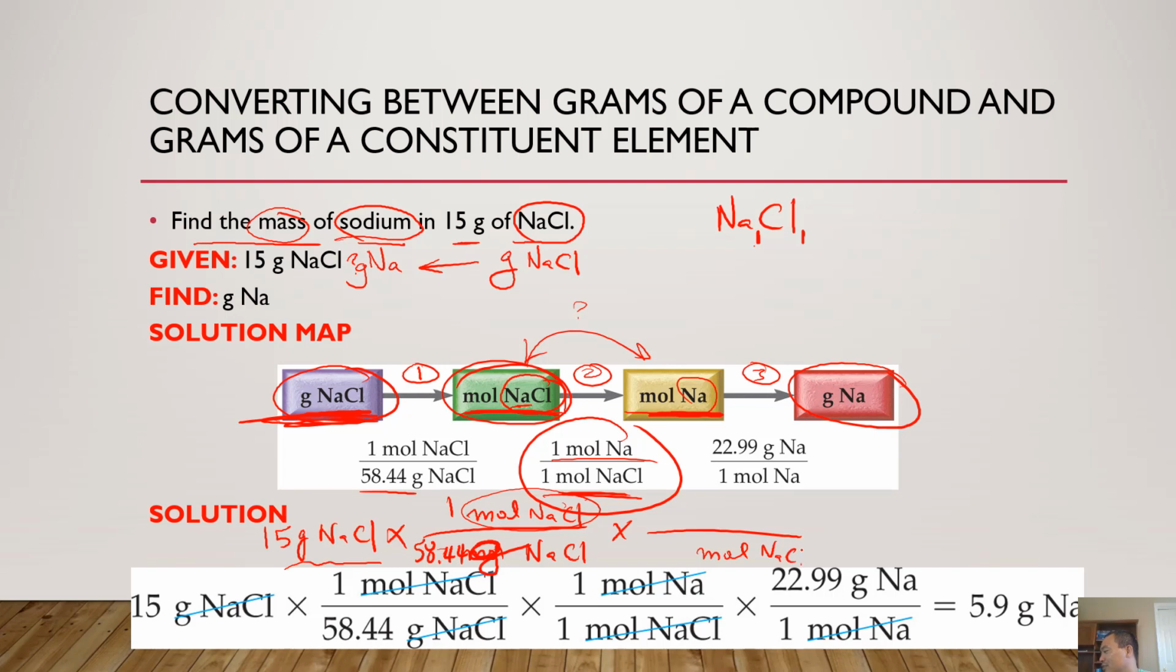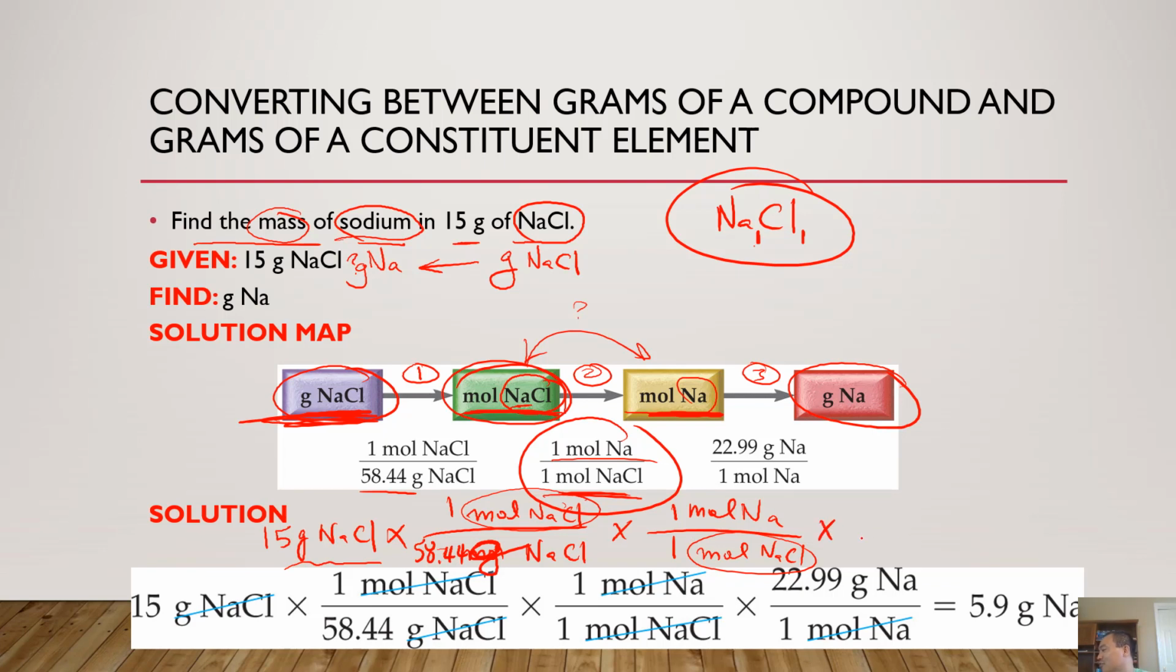This needs to be cancelled out. That's why I have moles of NaCl. Needed to be converted to not Na, but moles of Na. And we do know by looking at the formula over here, 1 mole is related to 1 mole. They happen to be 1 mole.